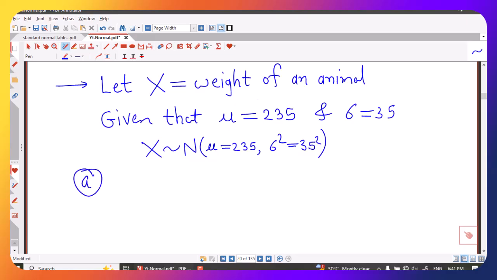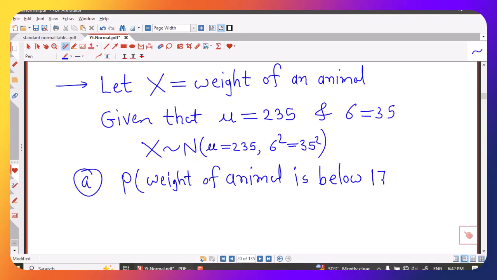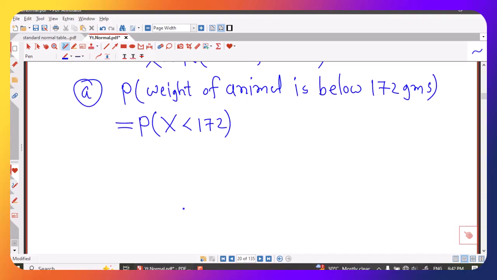So first we try to answer part 1. Here we first determine the probability that weight of animal is below 172 grams, and because we have used capital X to denote the weight of an animal, we can express this as weight of animal is below 172 grams, that is probability that capital X is less than 172.